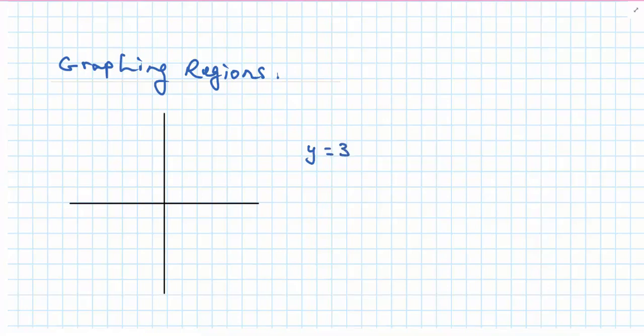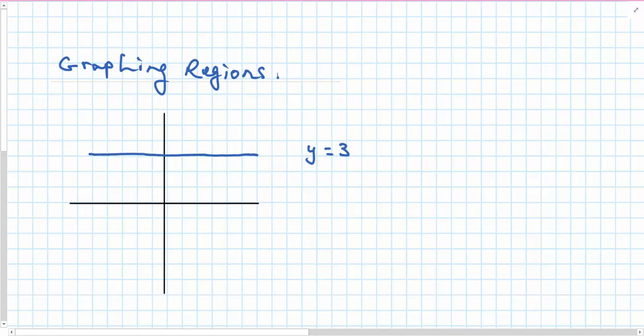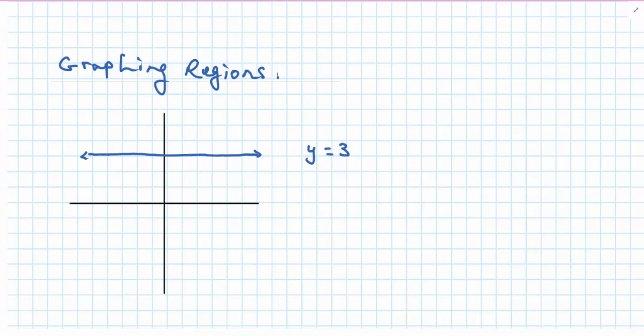In this video I am going to have a look at graphing regions. So let's write the heading. Now the interesting thing is that when we sketch the graph of something like y equals 3, what we're really doing is drawing a one-dimensional line on a two-dimensional plane.